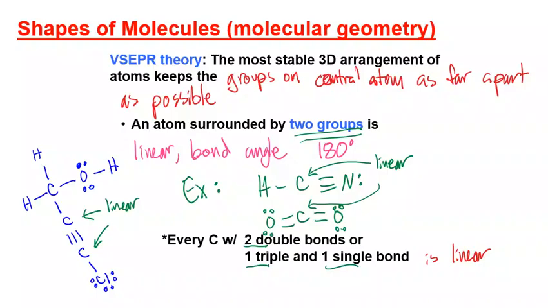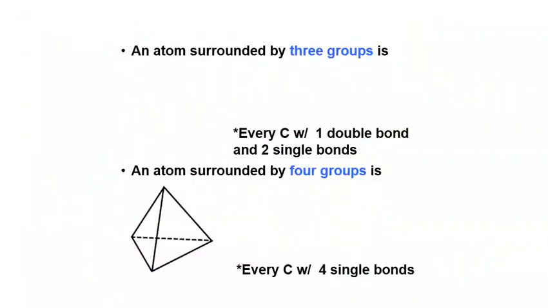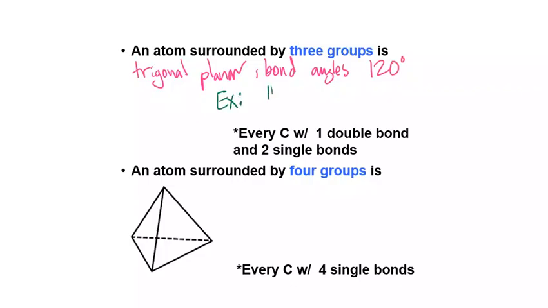And so that's, again, just thinking about the three-dimensional shape of molecules. All right, so let's go on to another example. When we have an atom that's surrounded by three groups, that atom is going to be trigonal planar. And the bond angles are 120 degrees. An example of this is H2CO. So this is formaldehyde.